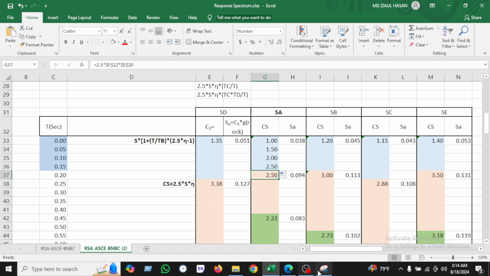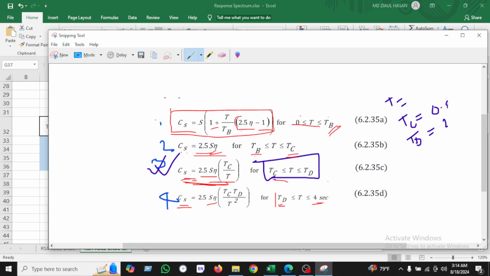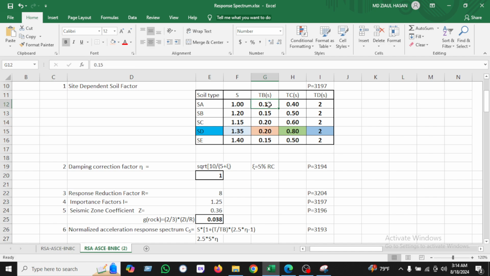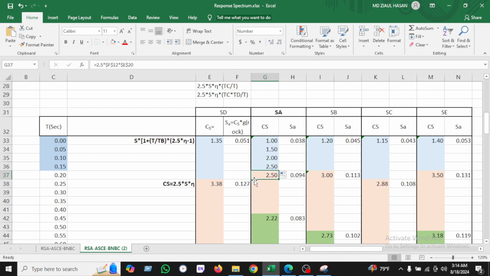And the second formula is here, Cs equals 2.5 S into eta, which will be used for TB to TC. So we know the value of TB is 0.15, and TC equals 0.40. So the second formula will be used from 0.15 to 0.40, and this portion will be our second formula.